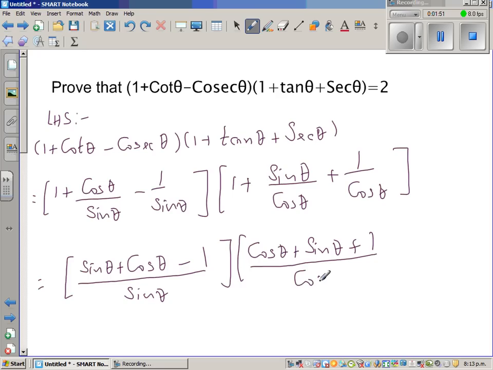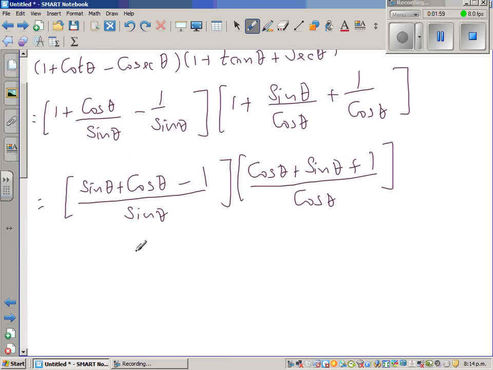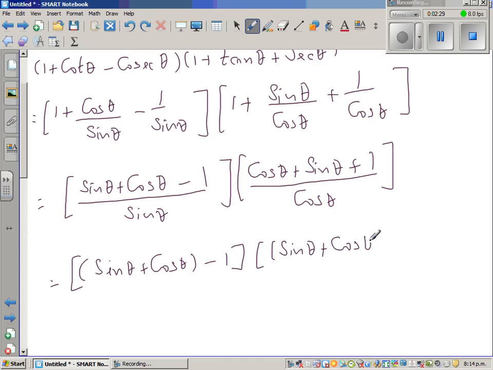I want you to look at the next step. What can we do in the next step? That is one thing that you need to learn by looking at expressions. Now I'm looking here, I can see sine plus cos and I can see sine plus cos. So we can write the numerator like this: the numerator can be (sine theta plus cos theta) minus 1, times, again the numerator can be written as (sine theta plus cos theta) plus 1.